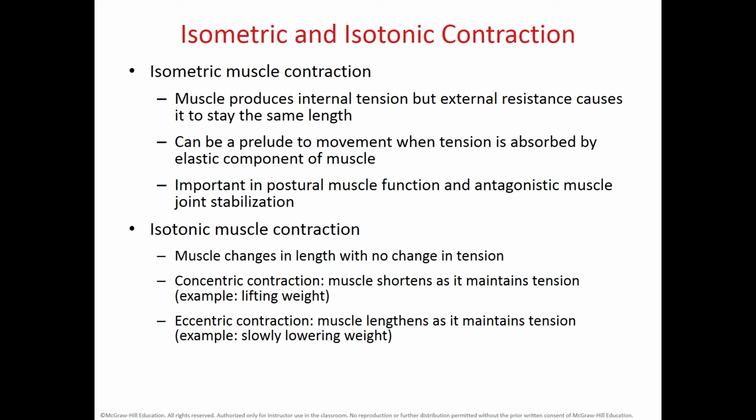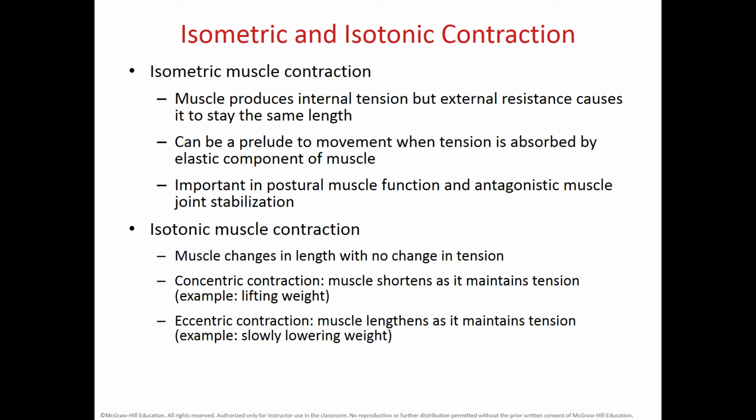Iso means same, metric length. And this isometric contraction maintains a normal length in our postural muscles, like our muscles in the back, and this will help to antagonize the muscles that create instability in our body, so we can maintain joint stabilization. Now, in isotonic muscle contraction, the muscle will change its length, but without changing tension. So you will have the same tone of the muscle, but the muscle will shorten.